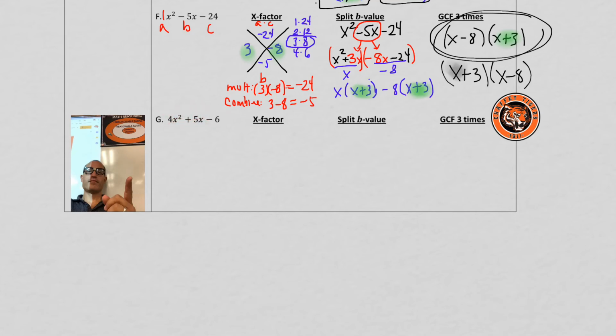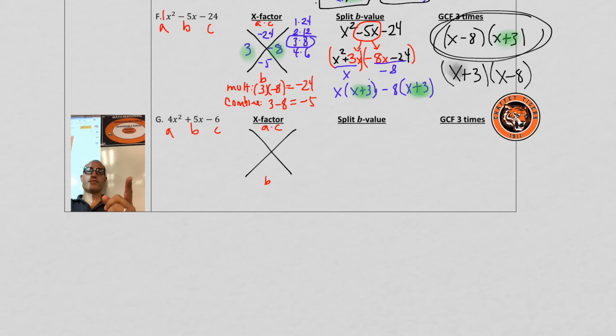So first step is what's A. Here A is 4, B is 5, C is -6. So let's make our X factor puzzle. Remember that it's always going to be A times C on the top part of this puzzle, and then the B number on the bottom.